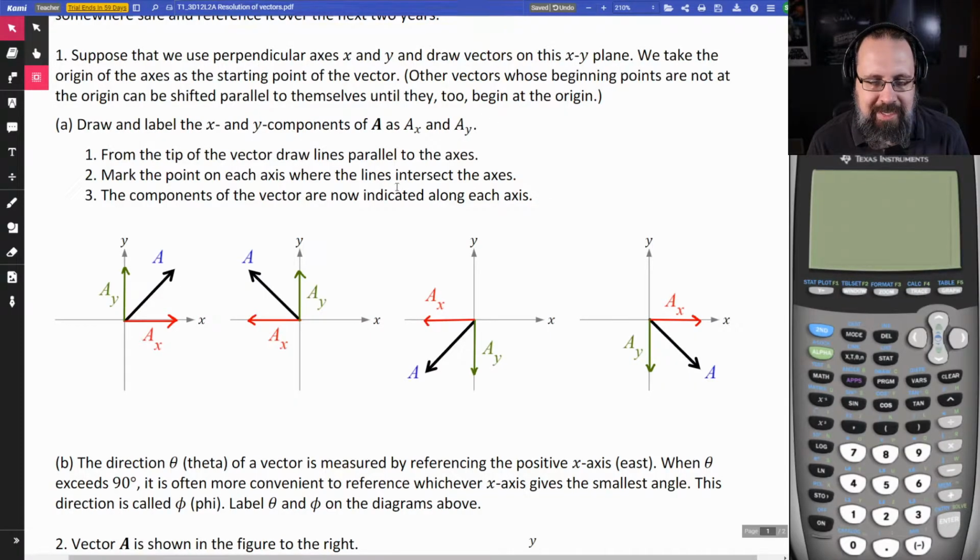So here I've drawn the x and y components of each of these vectors. In each case, vector A points in a different direction, and so that means that the x and y components will also point in different directions.